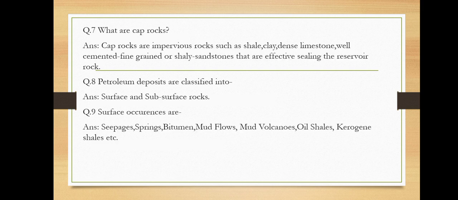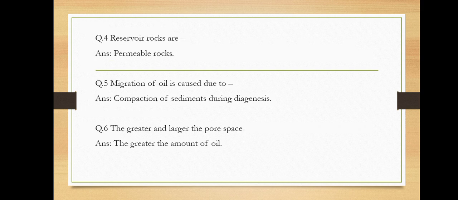Question number 5. Migration of oil is caused due to. So how does the migration occur for the oil? When there is a diagenesis process going on, the sediments get compacted because of the overlying sedimentary rock layers. This causes the sediments to come closer to each other, and as a result the pore spaces get reduced and the oil along with the water gets squeezed out, and this allows the migration of oil to adjacent rocks.